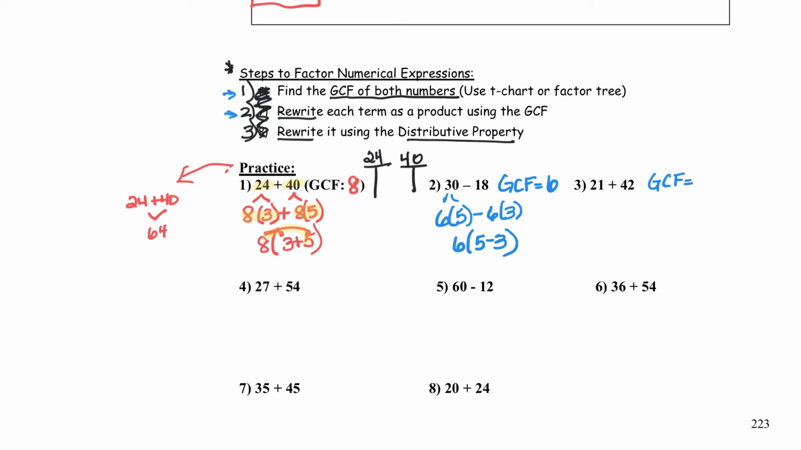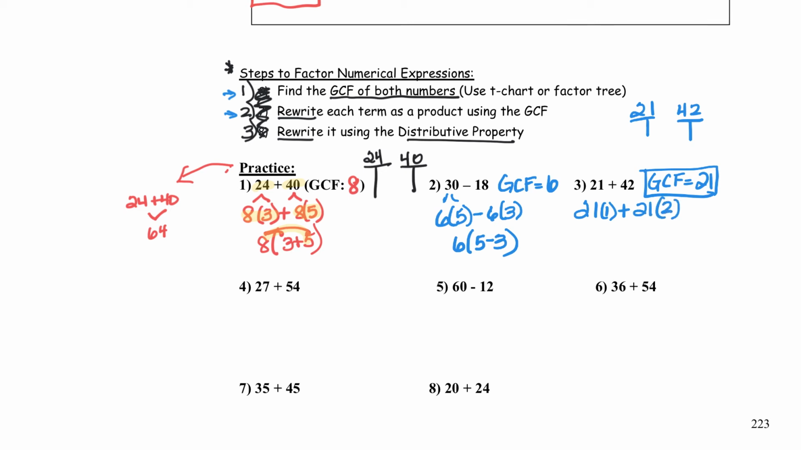Number 3, the GCF of 21 and 42. Be careful on this. How many of you thought in your head it would be 7? It's not 7. Watch. If I have 21 and I have 42, the GCF is going to be 21. So be careful. My GCF is 21. So 21 times 1 plus 21 times 2. That was mean.